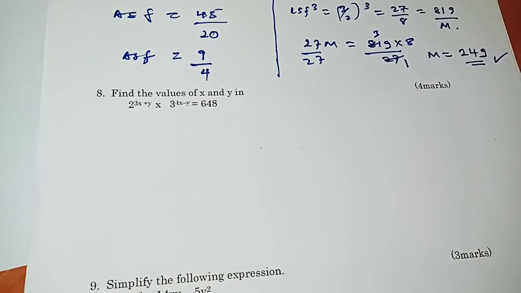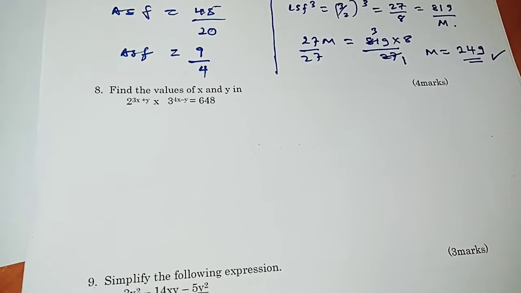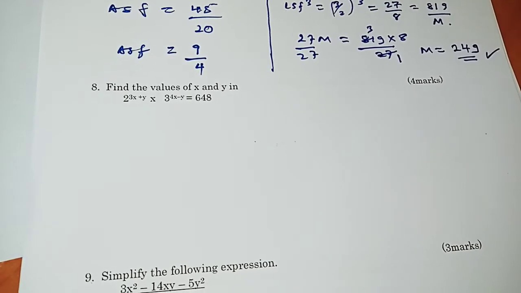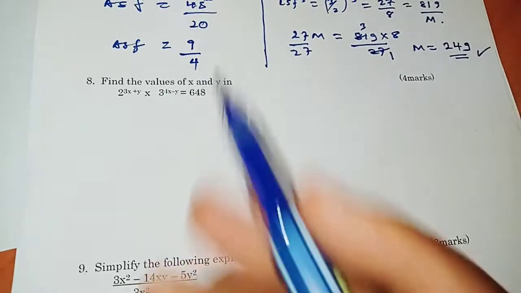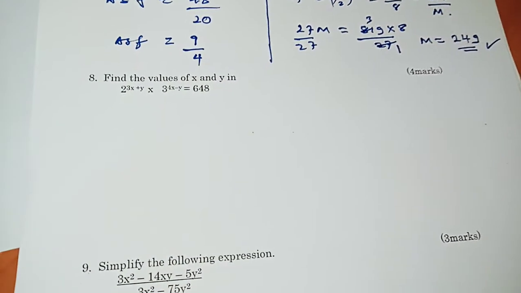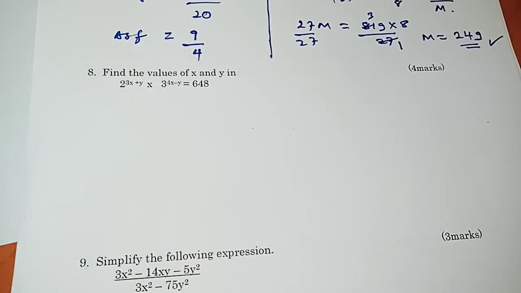We are told to find the values of x and y in 2 to the power of (x plus y) times 3 to the power of (4x minus y) equals 648. I just want you to recognize the fact that this number on the right hand side cannot have a perfect base.